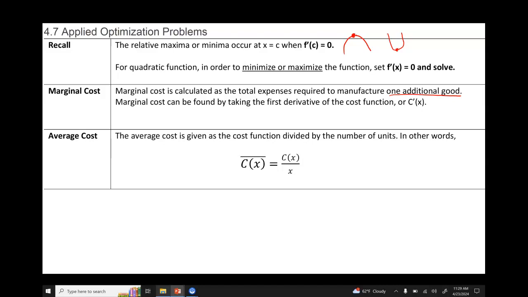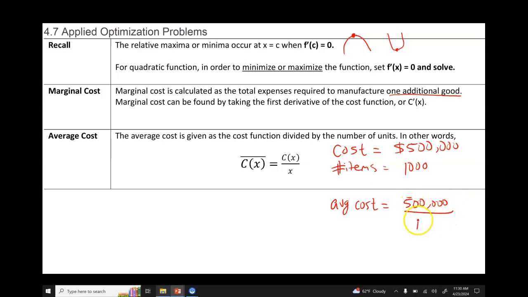So in order to do that, we're first going to have to take a look at the average cost and think about how do we minimize the average cost. So the average cost is given by the total cost divided by the number of goods produced. Okay, so for example, let's say the cost of producing a particular item is 500,000, and the number of items produced is 1,000 items. Then the average cost is going to be the total cost, which is 500,000, divided by the number of items produced. And so this will give us an average cost of $500 per unit.